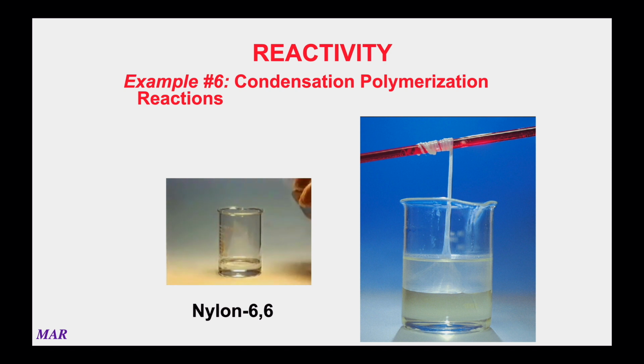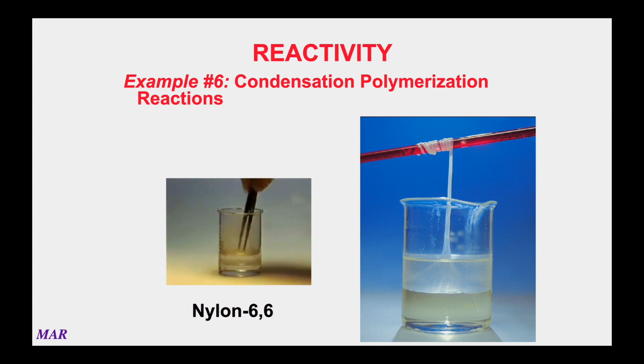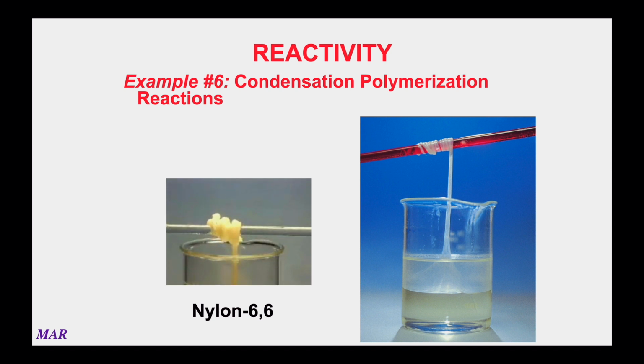When adipoyl chloride and hexamethylene diamine come into contact, hydrogen chloride is given off and a polymer is formed. This polymer is commonly known as nylon 6,6, one form of nylon. The number 6,6 indicates that there are 6 carbon atoms in each of the monomers. This stuff is really fantastic.